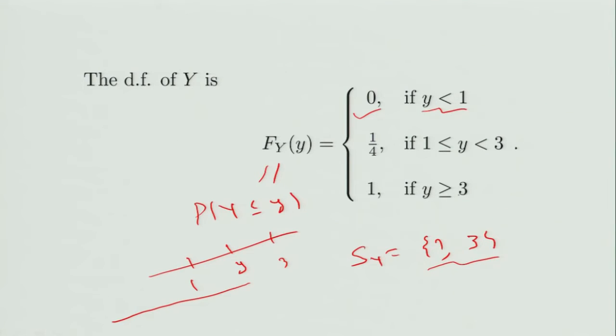Then suddenly, if y is greater than or equal to 3, what is the probability that capital Y takes value less than or equal to this? But capital Y takes only values 1 and 3, so the probability that Y is less than or equal to y happens with certainty, and that is why this probability is 1. So I found the distribution function.